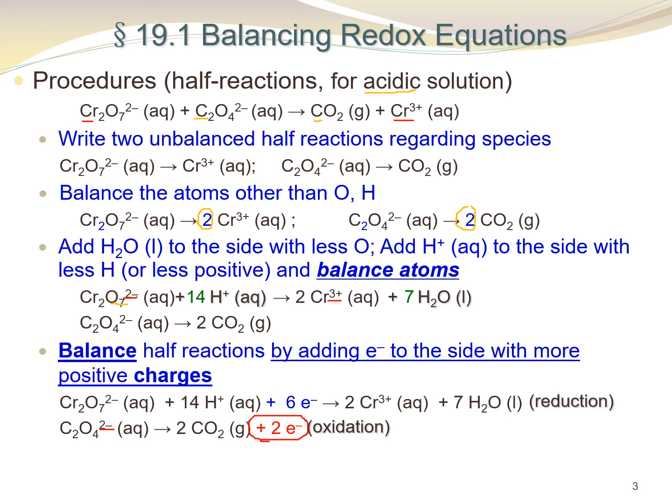By checking out the position of electrons, we should be able to realize which one is reduction and which one is oxidation. For the reduction, electron must be the reactant. And for oxidation, electron must be the product. So this is how we can use the half reaction to represent those processes, oxidation and reduction, by checking out the position of the electron.